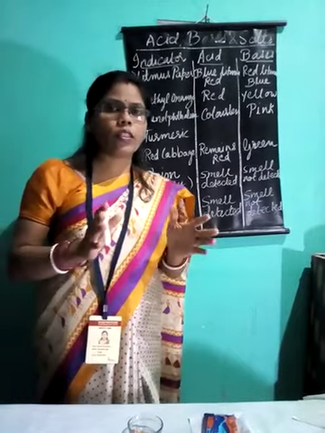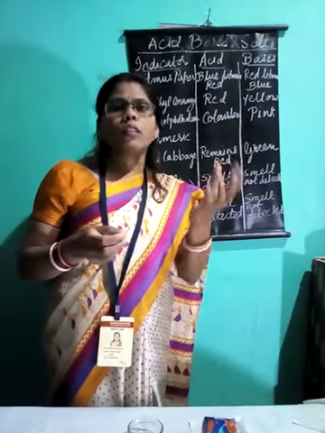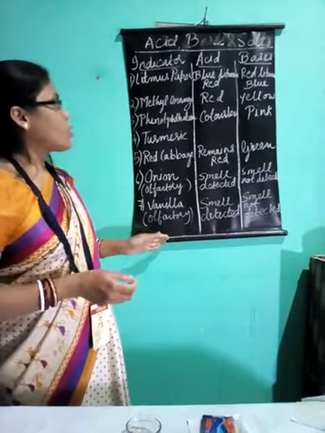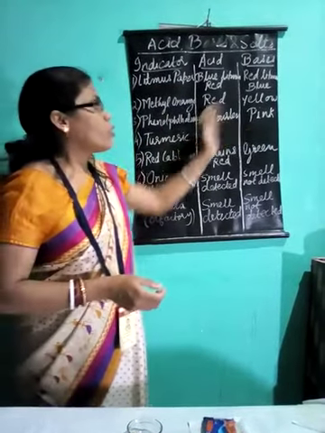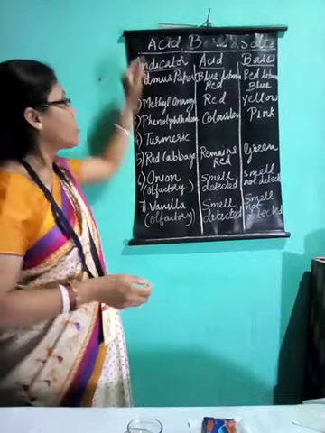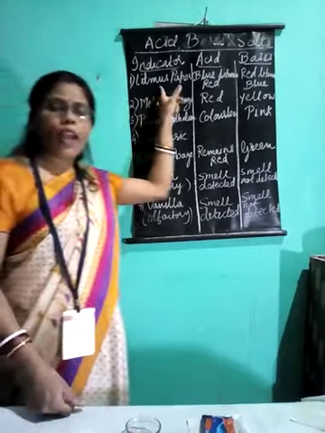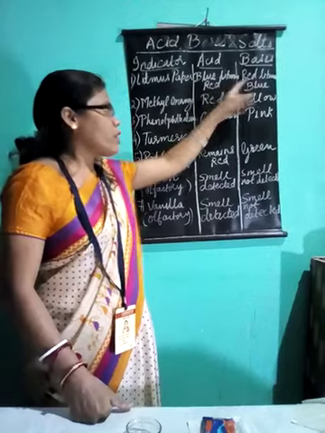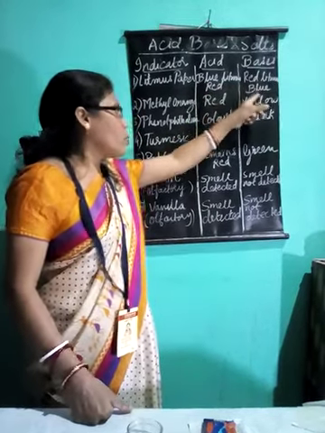Now first, what is an indicator? Indicator is a dye in which if we put acid or bases, it shows some change in color. That is an indicator. Now here I have listed some indicators and what they show in acid and bases. Litmus paper, this you had studied before. Blue litmus paper turns red in acid. In bases, red litmus turns blue.